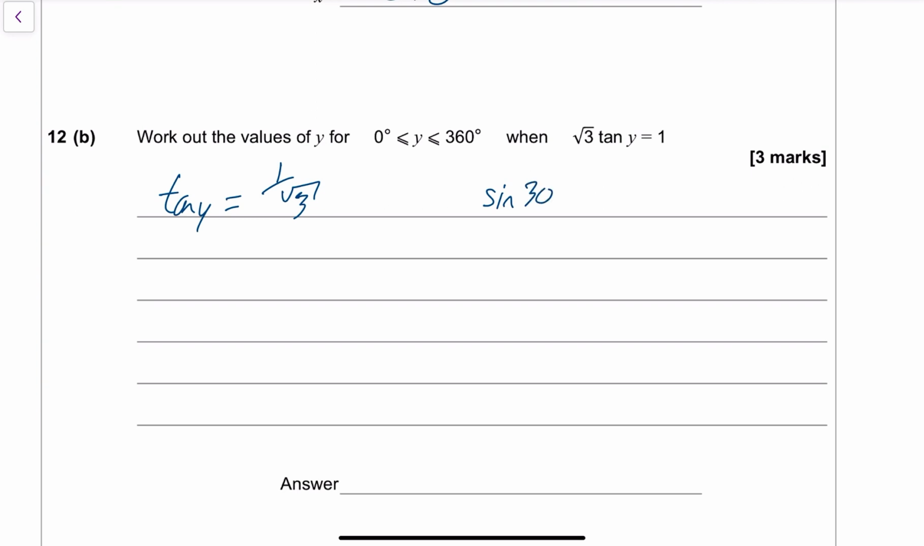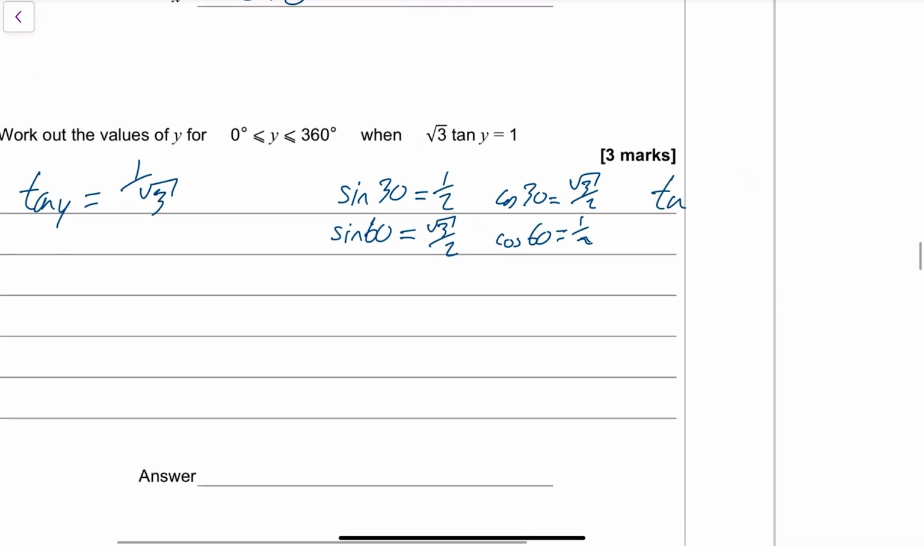So let me just write these. I'll just do sine 30 and sine 60, just in case we forget these. We should remember that sine of 30 is equal to a half. Sine of 60 is root 3 over 2. Cos of 30 is the opposite way around, so it's root 3 over 2. And cos of 60 is equal to a half. Your tan of 30 will be equal to this one divided by this one, which would be 1 over root 3, and tan of 60 is equal to root 3 over 2 divided by a half, which is just root 3.